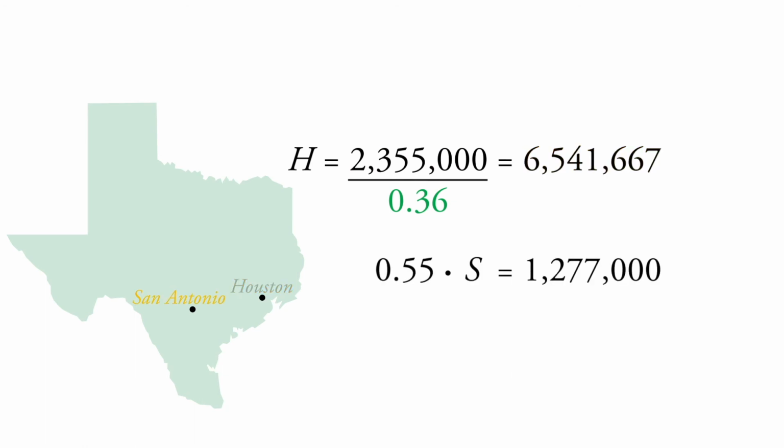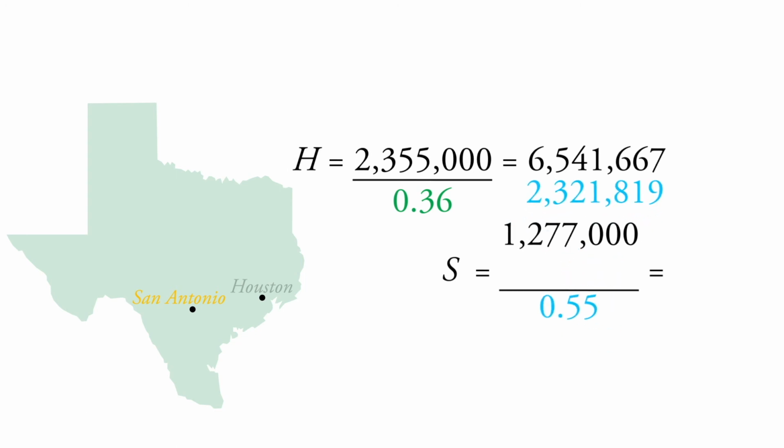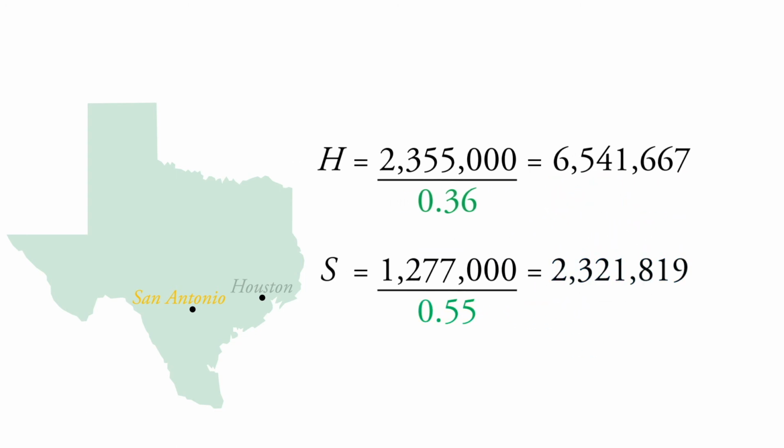We'll say that 0.55 times San Antonio population is equal to 1.277 million. We'll divide both sides by 0.55, and we get a total population of 2,321,819 people. And again, we'll look at that to see if that makes sense. If 55% of the total population of San Antonio is 1.2 million, then it kind of makes sense that the total population might be 2.3 million.